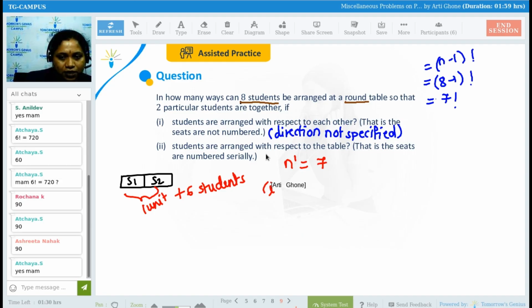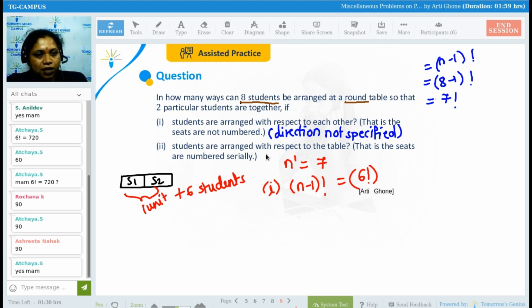So what will be the permutation in the first case? (n minus 1) factorial, that is 7 minus 1, 6 factorial. This is clear? Okay. Is there any doubt?